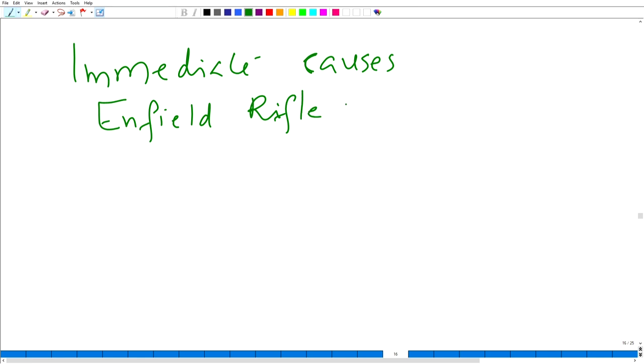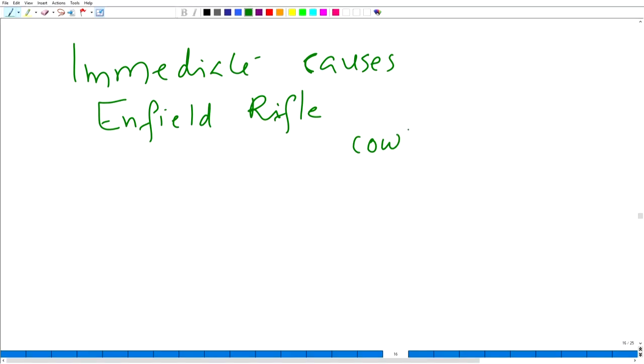A new Enfield rifle was introduced in the army. The cartridge of the Enfield rifle had a paper cover, the end of which had to be bitten off before loading the cartridge into the rifle. During this time, a rumor spread that the fat of the cartridge was made from cow or pig.